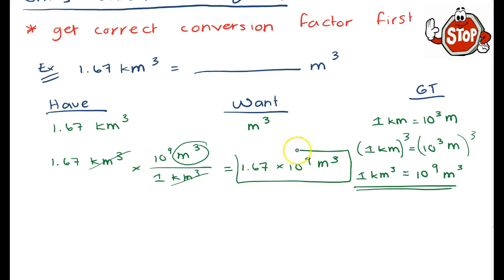And it makes sense because I'm going from kilometers, a really big unit, to meters cubed. So kilometers cubed to meters cubed, I'm going to a smaller unit. This number out front should be really big. So 1.67 times 10 to the 9 meters cubed. So I like to actually rewrite the conversion and go from there.